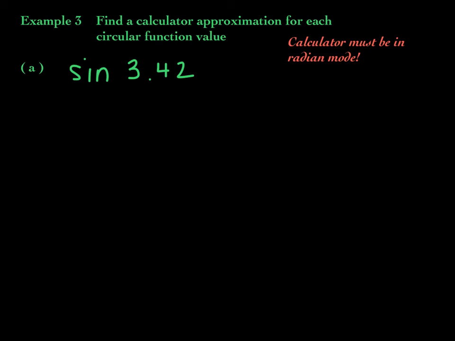Okay, so when you punch this into the calculator, you should get approximately negative 0.2748. Of course it's negative because this radian measure, 3.42, you and I should know that this is quadrant number, what is it? 3. That's right, quadrant 3. We know this is in quadrant 3 because 3.42 radians is a little bit greater than pi, so it must be in quadrant 3, and in quadrant 3 sine is negative.